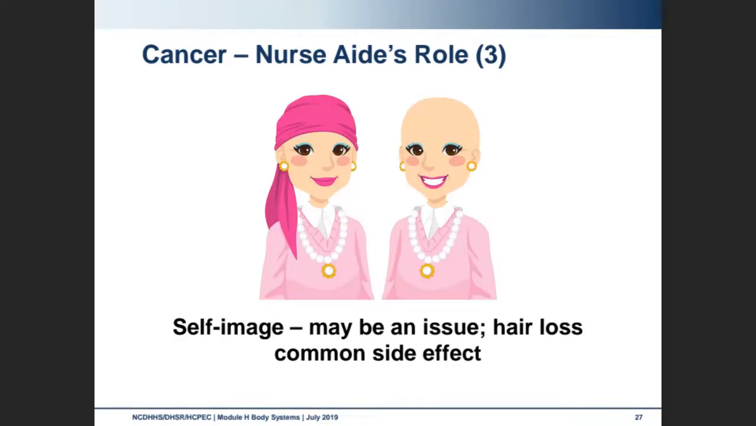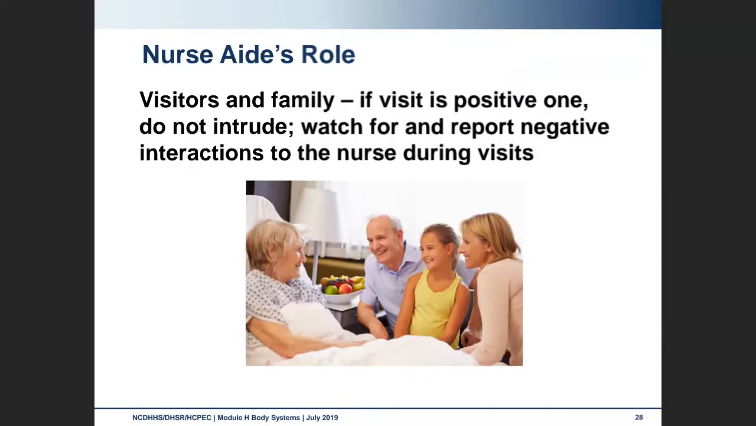Also important to remember that self-image can be a concern with these patients and residents. A lot of times they're going through a change in appearance, like hair loss. So we want to assist with grooming, show concern and interest, and help them in whatever might be beneficial to them. Like in this image, if they want to wear a headscarf, assist them in getting these things. With visitors and families, if the visit is a positive one, you don't need to intrude; give them their space and their privacy.